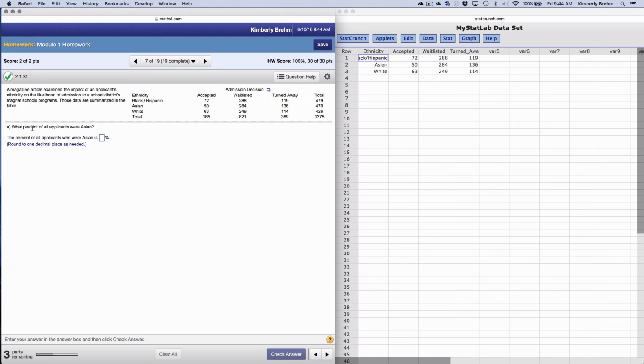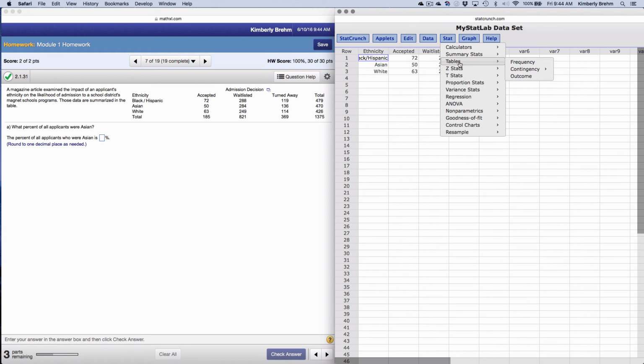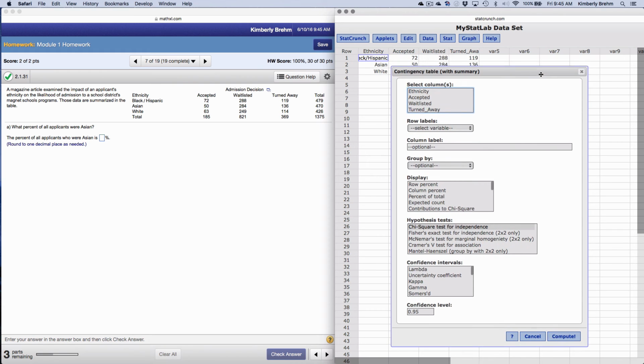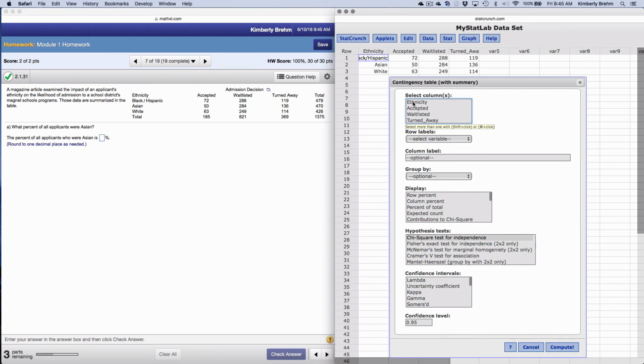So the first question says, what percent of all applicants were Asian? Which means we're looking at total Asian, which is 470 out of 1375. So I could just divide those two values. But if I go to Stat, Tables, Contingency, with summary, that's what I'm going to do each time. Now be careful what you choose here. So obviously I'm going to choose the data that has the numbers in it. So notice I did not choose ethnicity, because that is not the data, that is just sort of the labels for the data. For the row labels, I'll choose ethnicity.